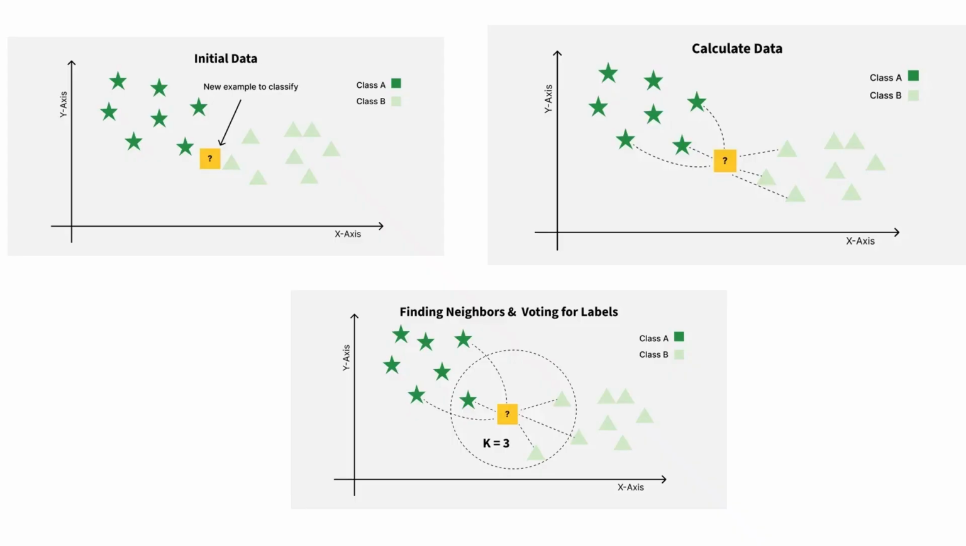So 3 neighbors are there. In that, class A has 1 neighbor available and class B has 2 neighbors available. So according to the voting, class B is higher than class A. So the new data point is assigned to class B for the classification.